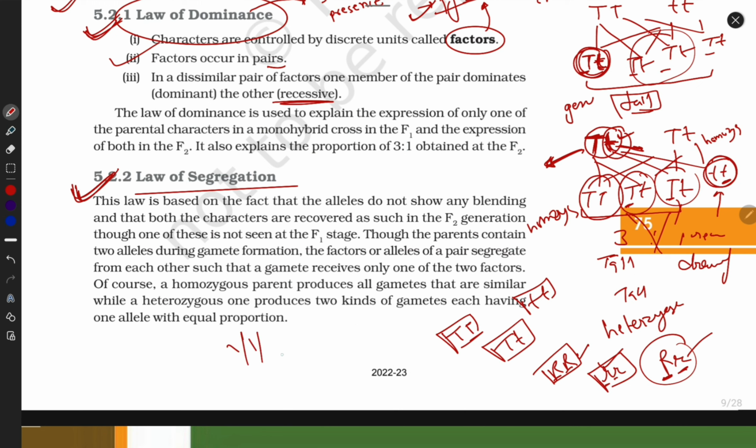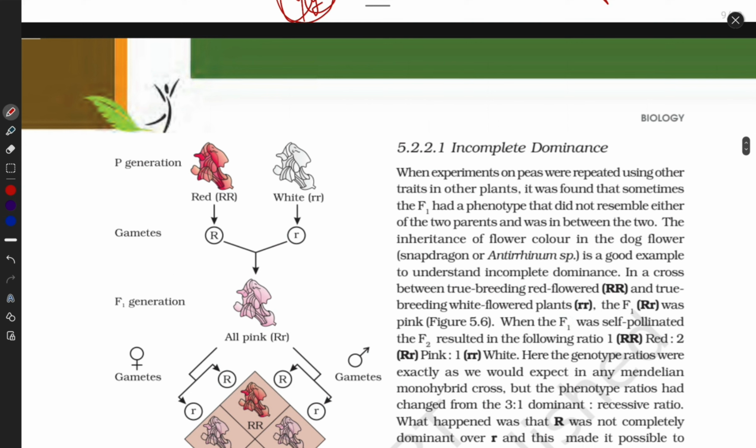Let's write it here. This is the homozygous condition, this is the homozygous condition, but this is the heterozygous condition. But they express themselves individually. No matter when, they show their presence. Okay, now next thing.